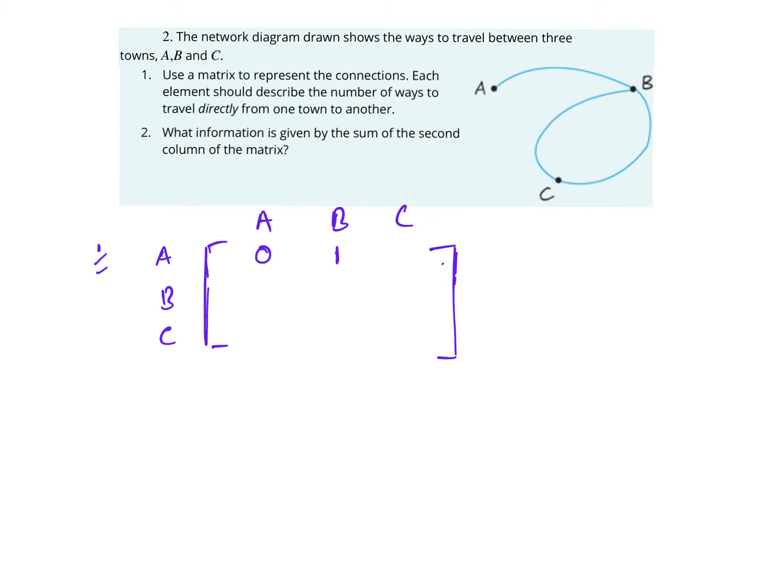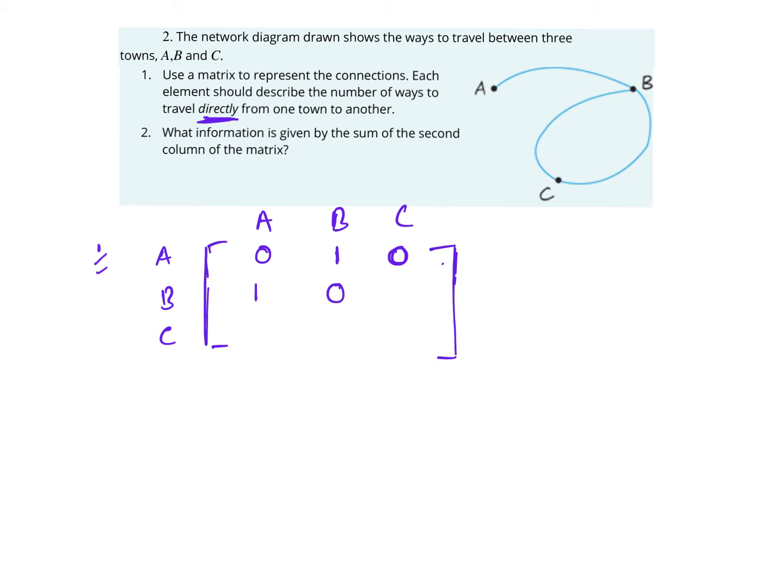A to C, I can't get there directly. I can go through B, but I can't get there directly, and we do want the direct connection. Just be careful. So we're going to fill out the rest of that, and we get to this part here, B to C.